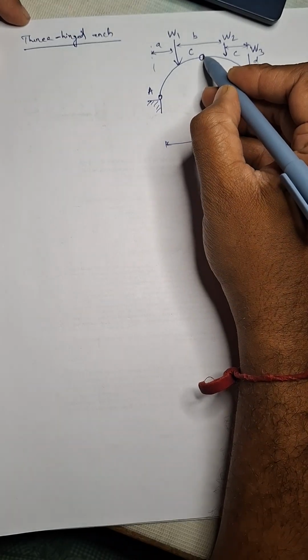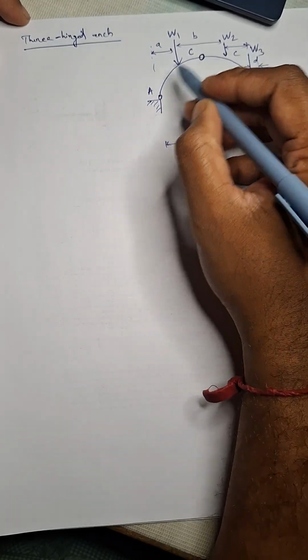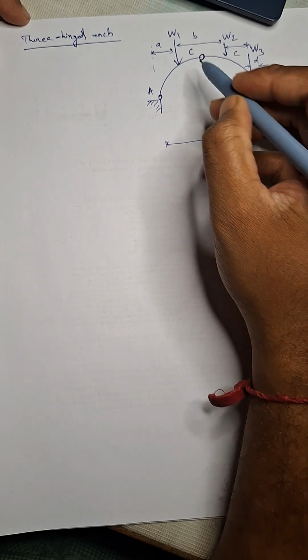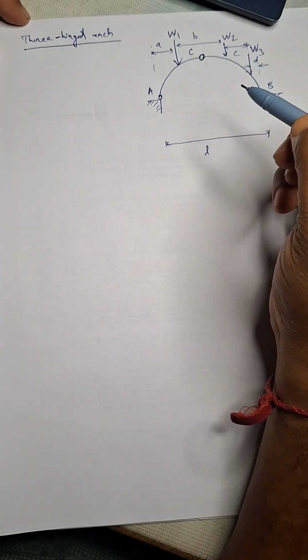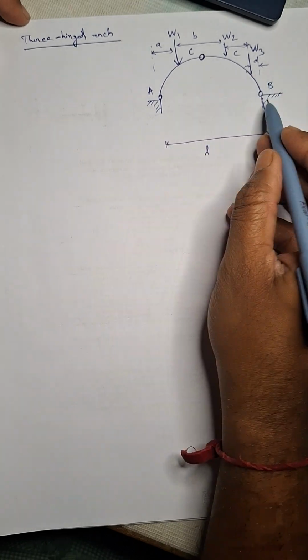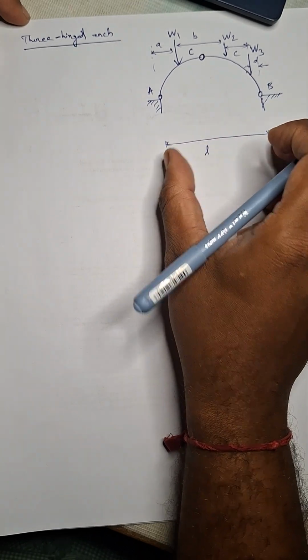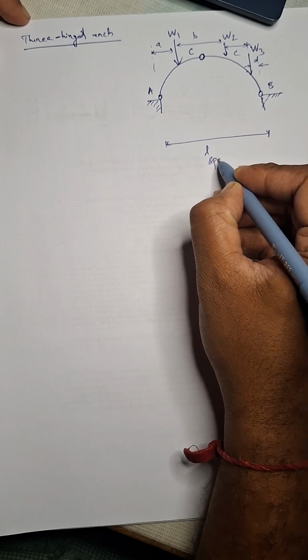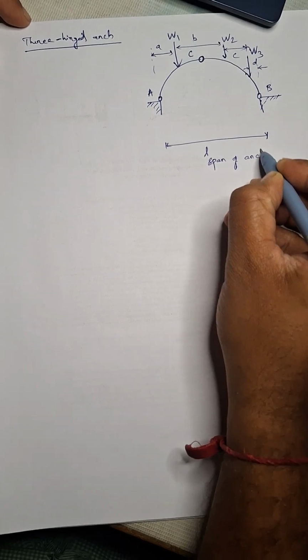Now this hinge is provided at the highest point of the central line of this arch. So this will be the maximum height where the third hinge will be provided. Now this horizontal distance between two supports is called the span of the arch.